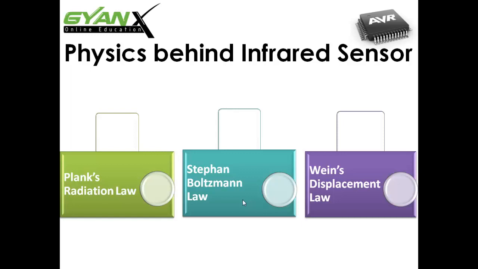The physics behind the infrared. Infrared sensor is actually working on three phenomena. First is Planck radiation law, second is Stefan-Boltzmann law, and third is Wien's displacement law. So let's learn about what is Planck's radiation law.